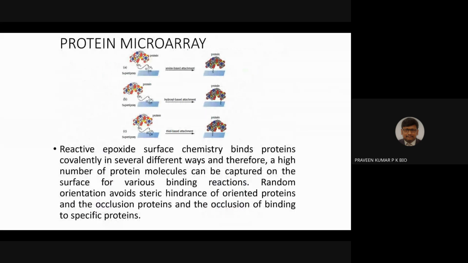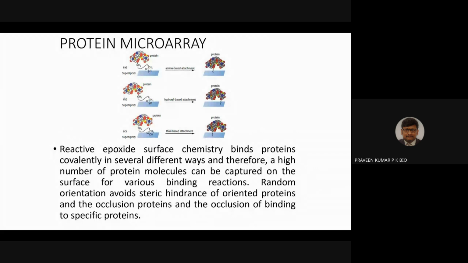So finally, protein microarray. If you're using glass microarrays for DNA expression, that is gene expression, for protein-protein interactions you can go with protein microarray, where you use nylon as the material. Here in this example, they have mentioned that reactive epoxide surface chemistry binds proteins covalently in several different ways, and therefore a high number of protein molecules can be captured on the surface for various binding reactions. If you want to estimate protein binding sites, protein microarrays are generally used.